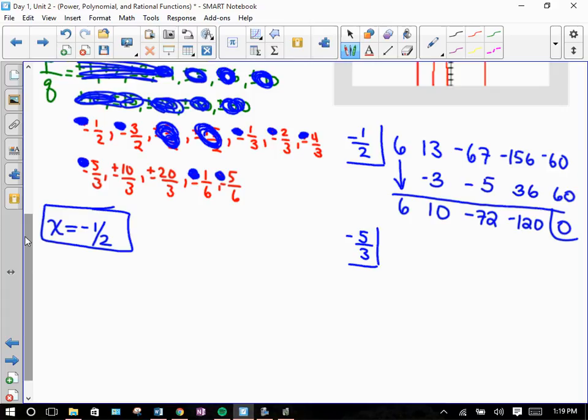You're going to bring down 6, 10, -72, -120. Bring the 6 down. -5/3 times 6 is going to be -30 divided by 3 is -10.